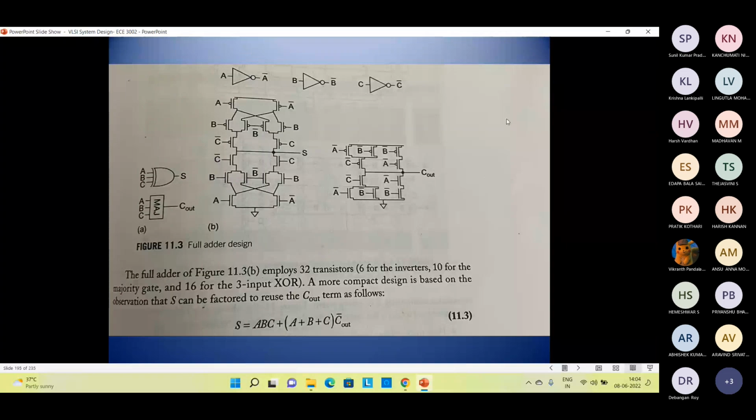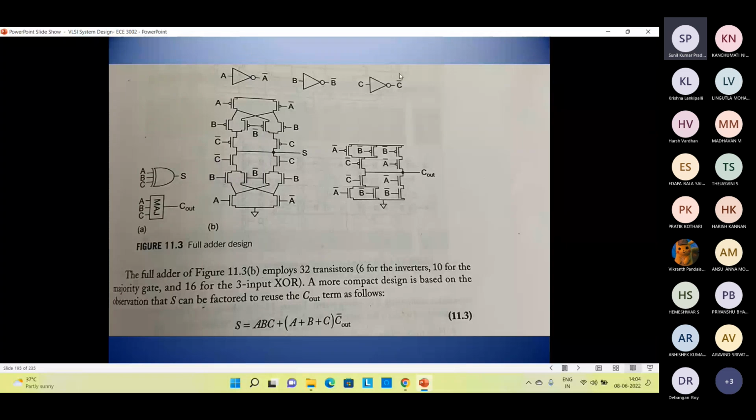Okay. Now the full adder of figure B that we can see here employs 32 transistors: 6 for the inverter, 10 for the majority gate, and 16 for the 3-input XOR gate. Okay, if you can see in this figure B, there are a total of 32 transistors. So 6 for inverter, 10 for majority gate, and 16 for 3-input XOR.